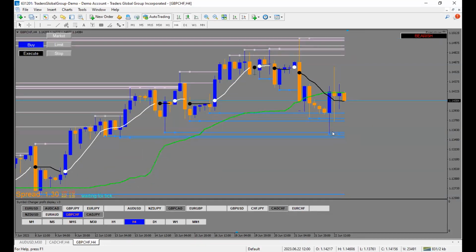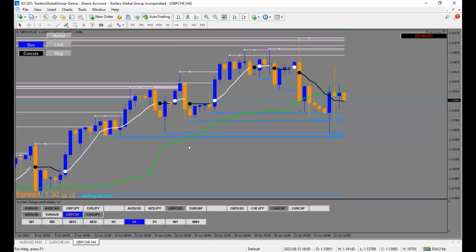GBP CHF gave us a trade today, and this was the trade, right? This was the trade here. Price came back, retested, and the trade is still running. And these are the few trades that we've had this week. We had about 2 or 3 today.